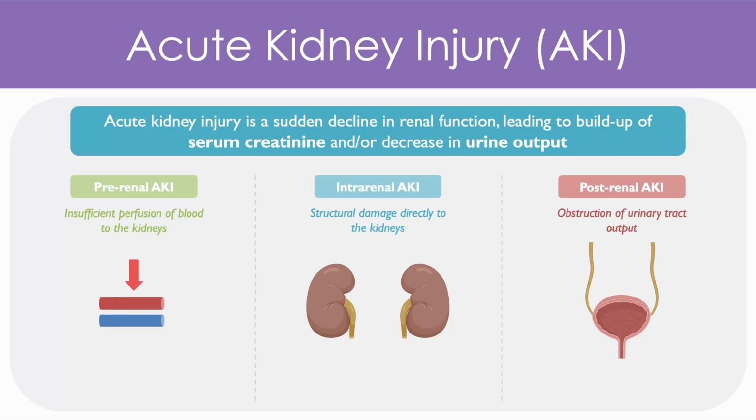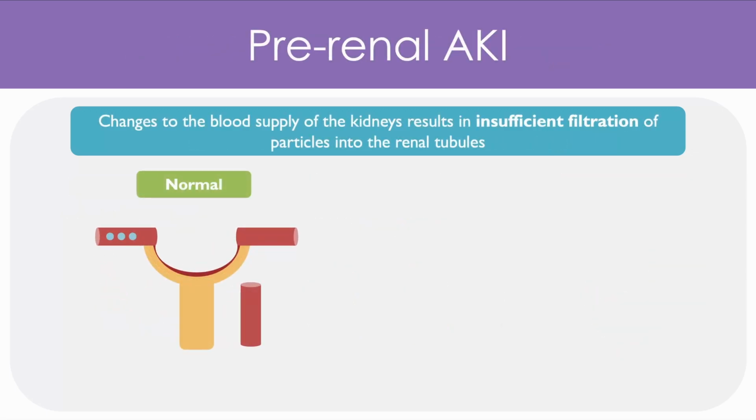In this video, we're mainly going to be focusing on the pre-renal acute kidney injury, where there are changes to the blood supply of the kidneys, and as a consequence is insufficient filtration. To explain this, we have a diagram of the normal nephron structure here, and what usually happens is that there's a high enough blood pressure for small molecules to be forced out of the blood and into the tubules, and this would lead to a normal GFR.